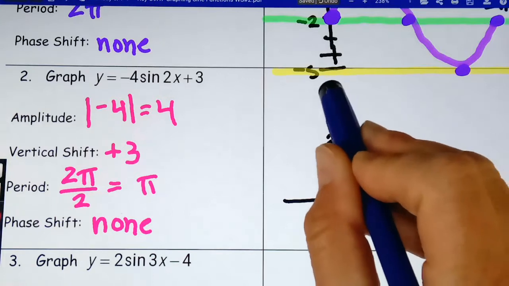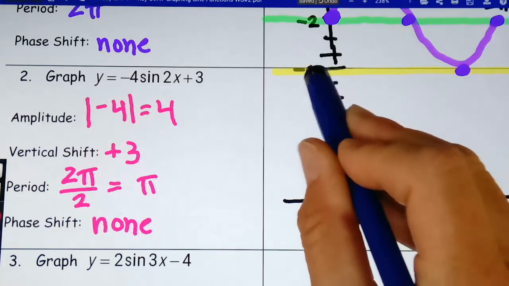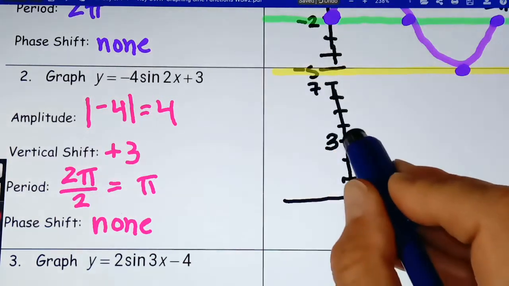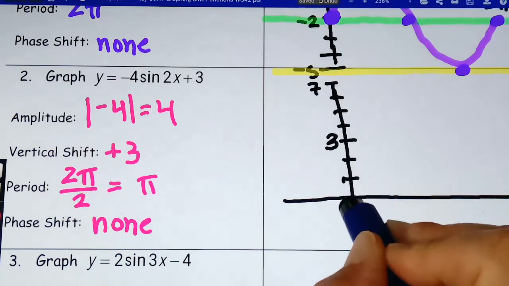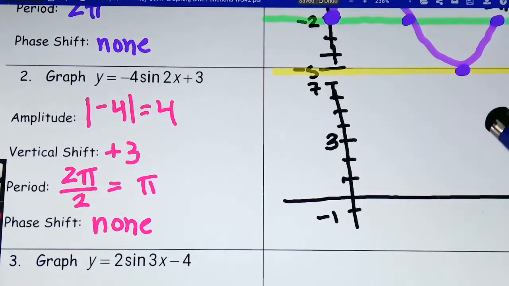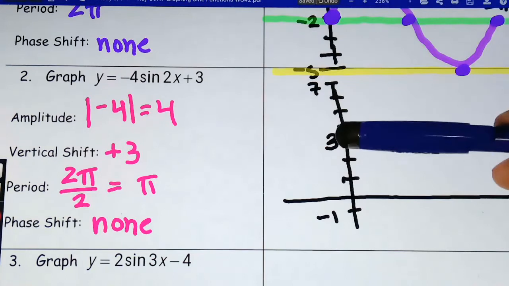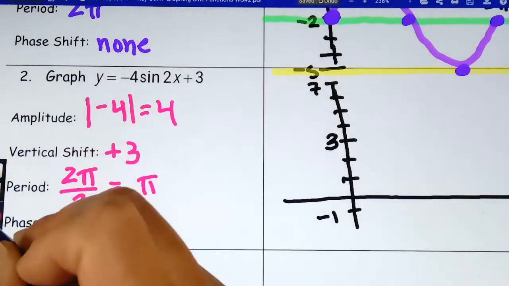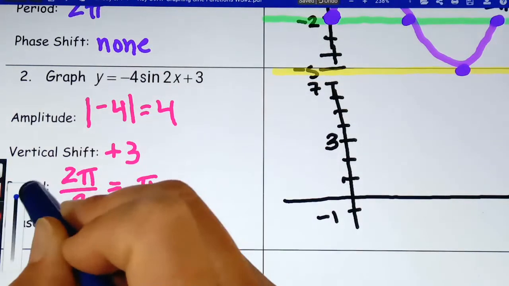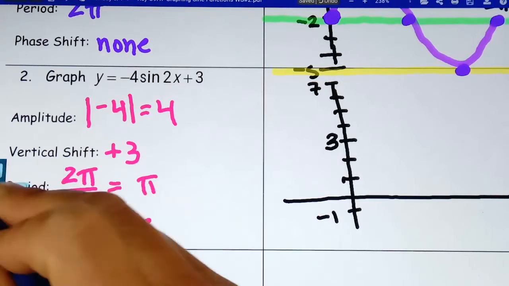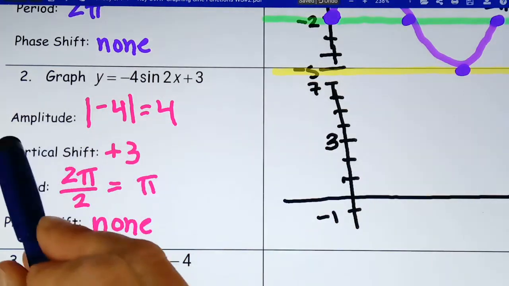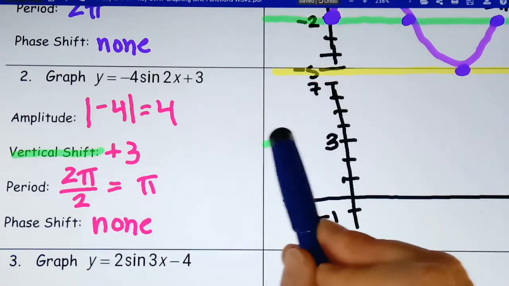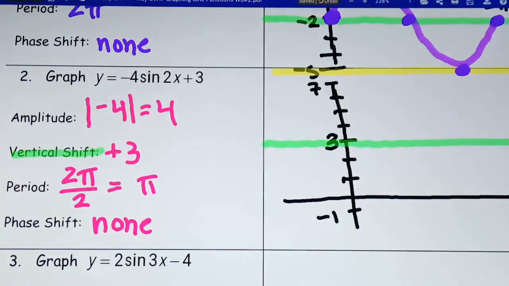1, 2, 3, 4. So I'm going to go up to 7, and I'm going to go down 1, 2, 3, 4. So I'm going to be at -1. So I went 4 above and 4 below. And again, I'm going to draw in my vertical shift. Okay, my vertical shift is 3. So this is where all my zeros are going to be going.